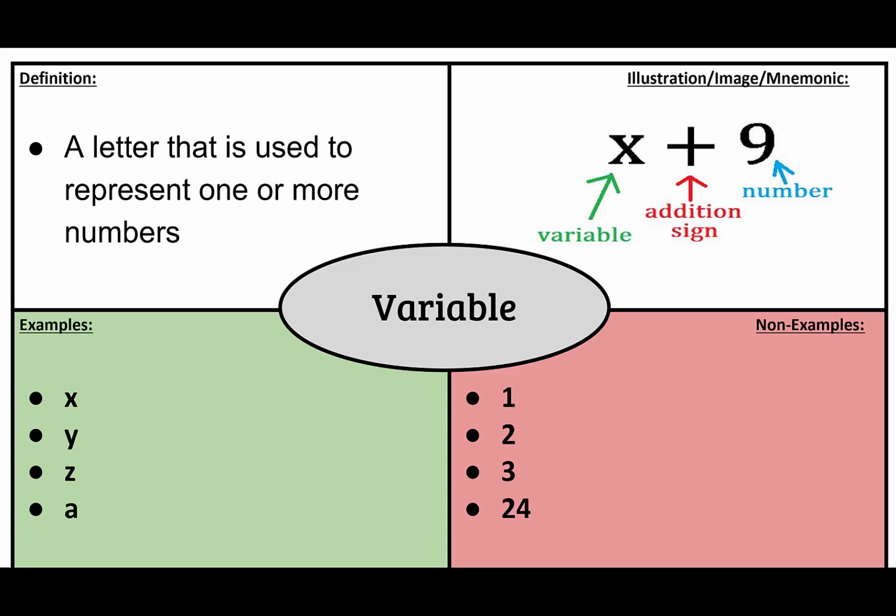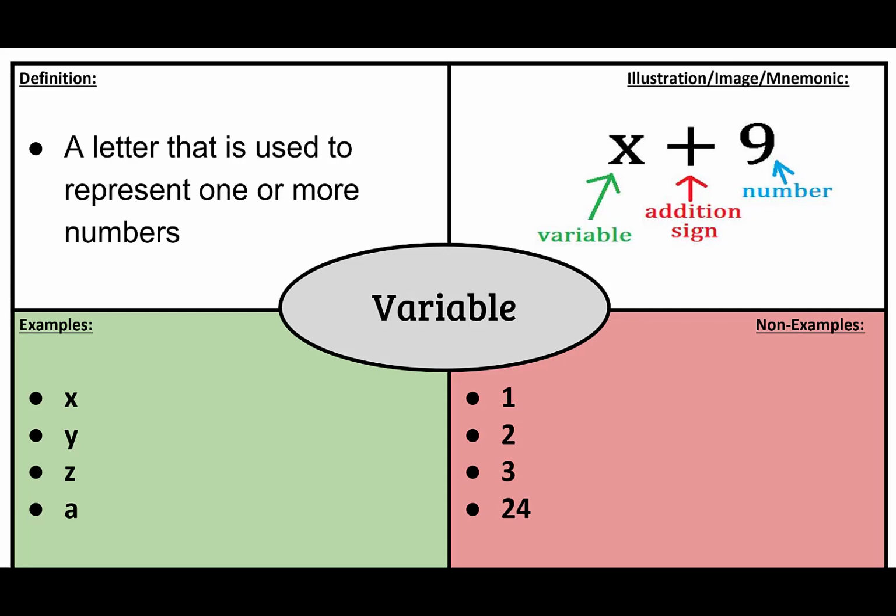All right, so our first term of the day, of the year actually, in algebra is variable. It might be a term that you guys are familiar with, might not be. Doesn't matter, we're gonna go over it. So a variable, the definition of it, is a letter of the alphabet that is used to represent one or more numbers. So it is a letter that basically is supposed to stand for an unknown number.